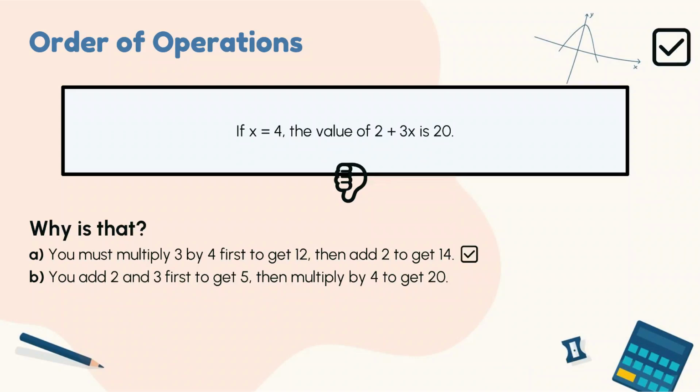The correct explanation is, you must multiply 3 by 4 first to get 12, then add 2 to get 14. The mistake would be adding 2 and 3 first to get 5, then multiplying by 4. But BIDMAS tells us multiplication comes before addition, so that method is incorrect.